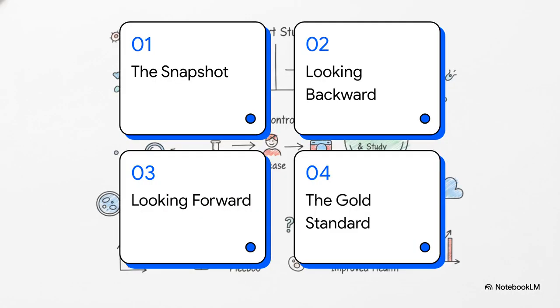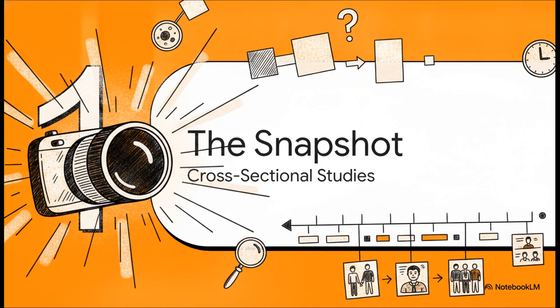So here's our roadmap for today. First, we'll start with a quick snapshot, which is the cross-sectional study. Then, we'll look backward with case control studies, look forward with cohort studies, and finally, we'll arrive at the absolute gold standard, randomized controlled trials. Let's dive in. Number 1. The snapshot, also known as cross-sectional studies.